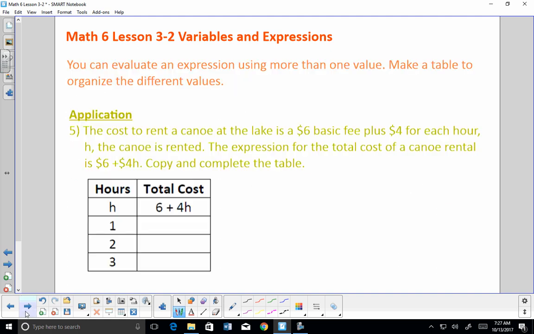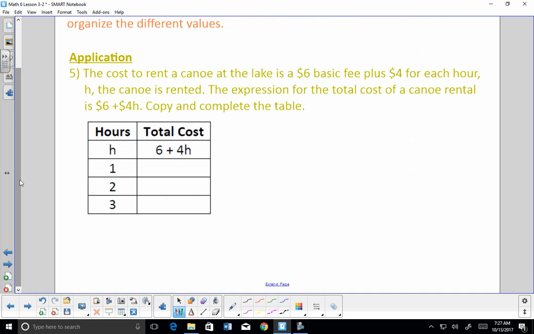You can evaluate an expression using one or more values. Make a table to organize the different values. Let's take a look at this problem. It says the cost to rent a canoe at the lake is a $6 basic fee plus $4 each hour H that the canoe is rented. The expression for the total cost of a canoe rental is $6 plus $4 H. Copy and complete the following table.